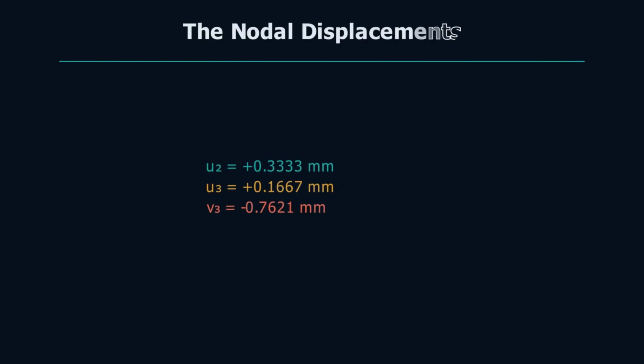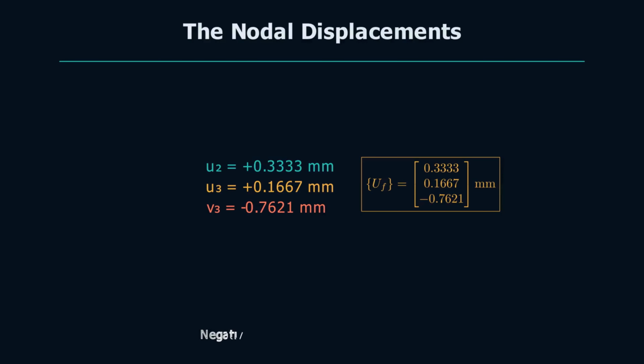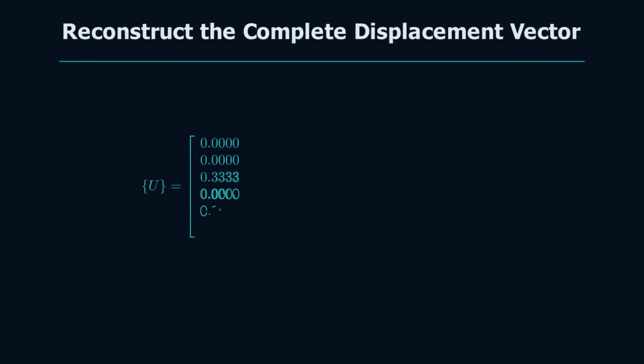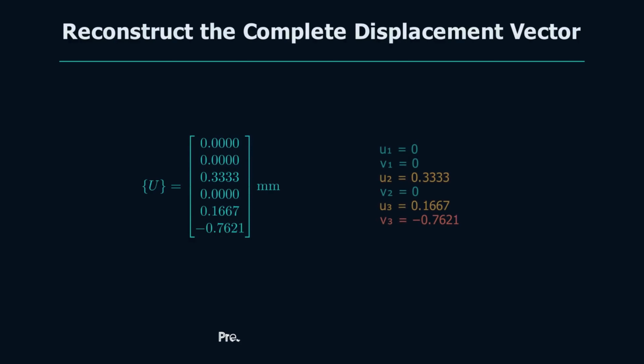Solving the reduced system gives the 3 unknown nodal displacements. Node 2 moves 0.3333 mm horizontally. Node 3 moves 0.1667 mm horizontally and 0.7621 mm downward. The 3 solved values are only part of the global displacement vector. We now place them back into their original global positions. The constrained degrees of freedom remain exactly 0. The complete vector therefore contains all 6 displacements.